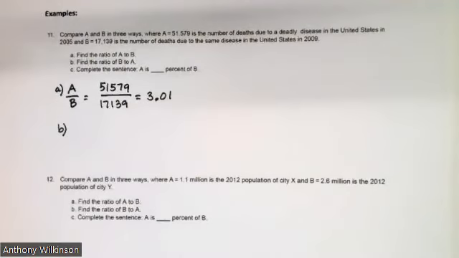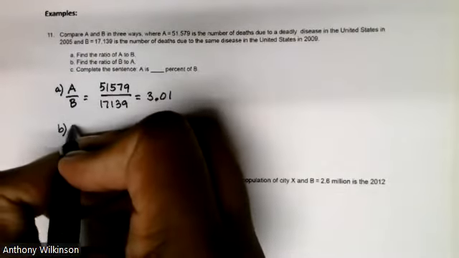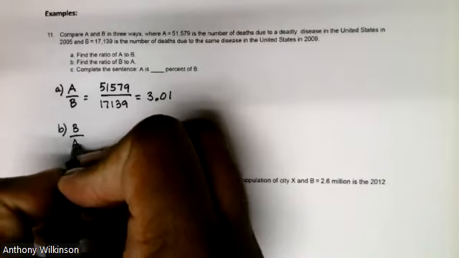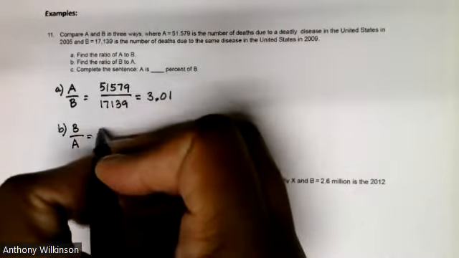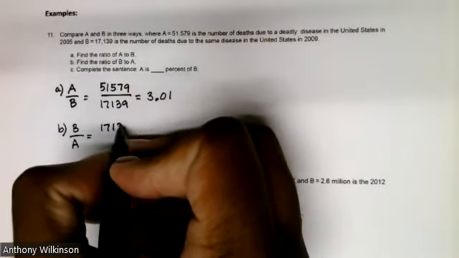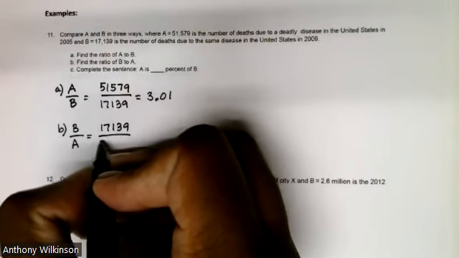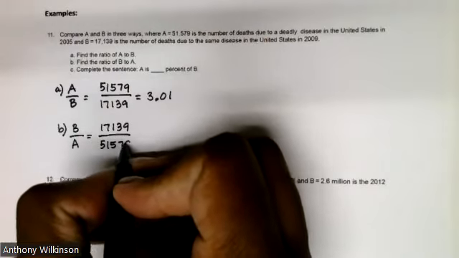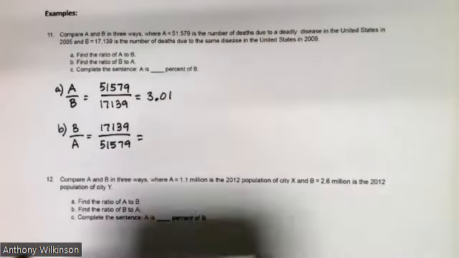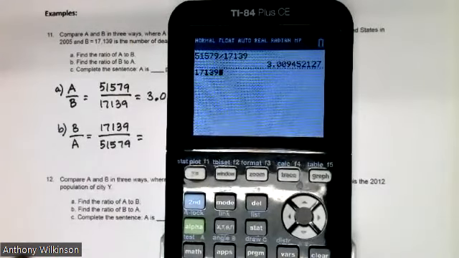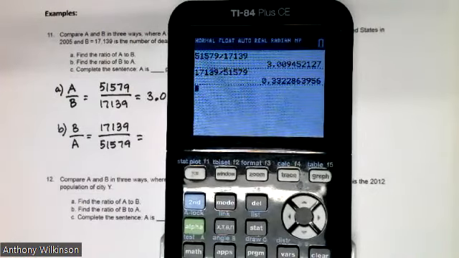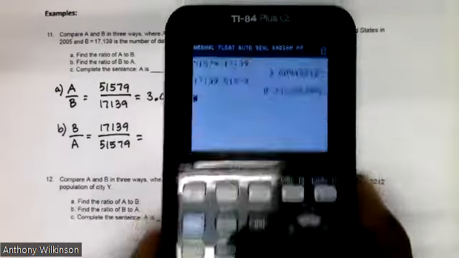Part B is this: find the ratio of B to A. If I were to write that as a fraction, it would be B over A. So in this case, it's just the reciprocal of part A, 17,139 divided by 51,579. To 2 decimal places, that would be 0.33.